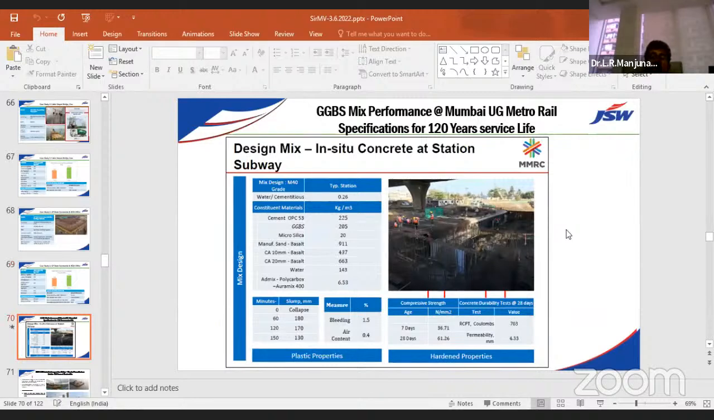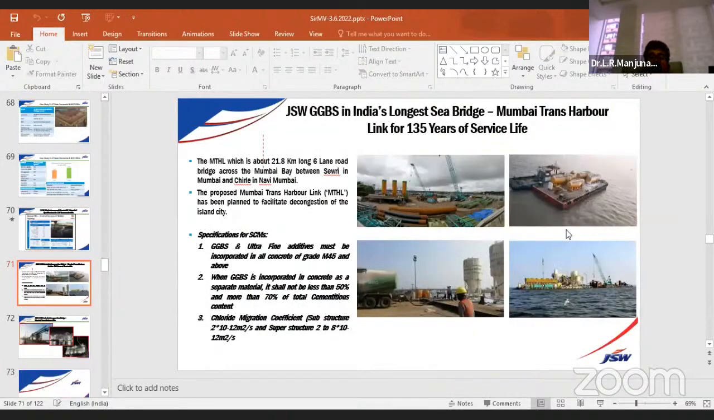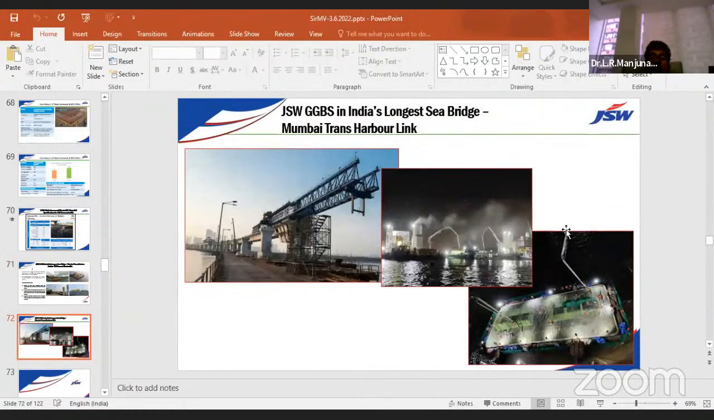So there are many examples. It can go on and on. So wherever the service life has to be enhanced, 120 to 150 years, we need GGBS as a product. This is the longest sea bridge, Mumbai Trans Harbour Sea Link project, where they are doing concreting. You can see they are using a huge percentage of GGBS.